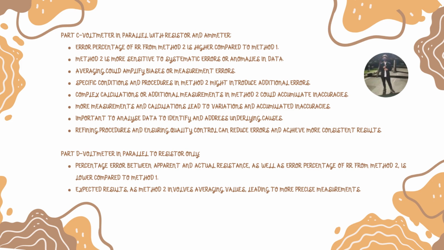Rounding off values during calculations might also impact the results. Method 1, involving only a single measurement, had fewer opportunities for errors compared to Method 2. Despite the higher error percentages from Method 2, careful analysis and refinement of the experimental procedures, along with rigorous quality control, could reduce these errors and achieve more consistent and reliable results.